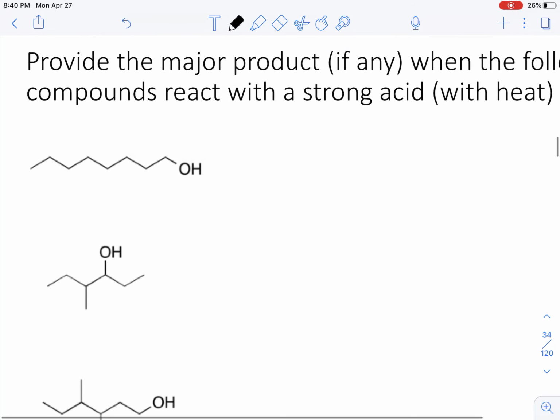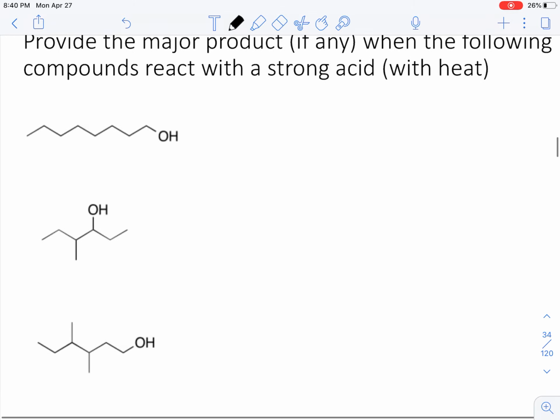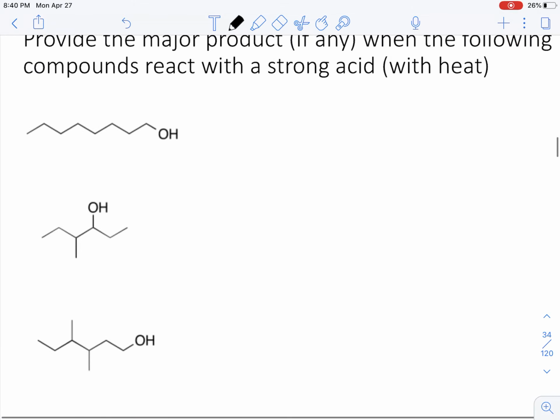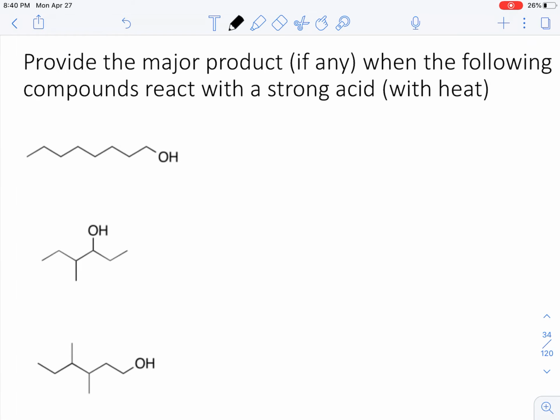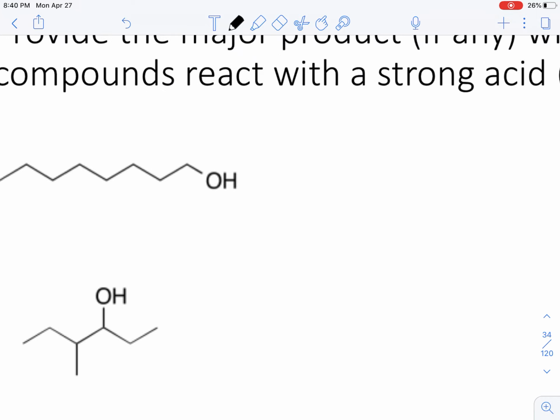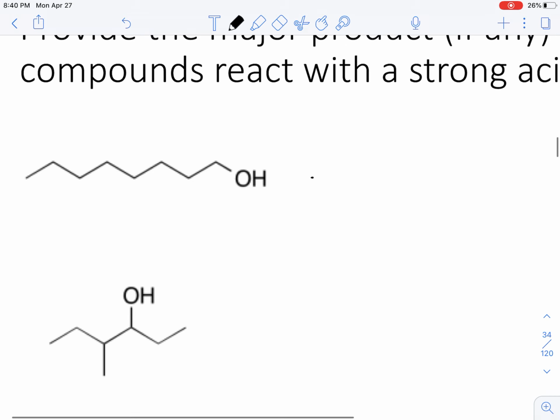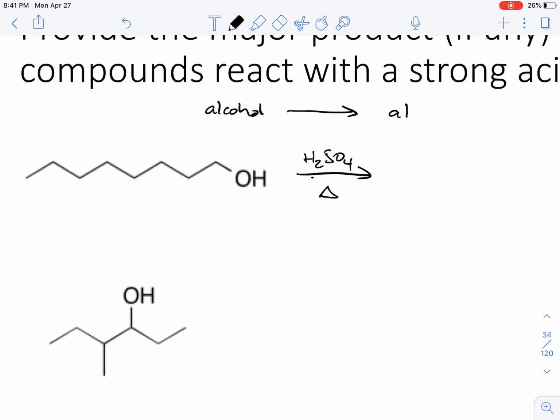All right. So here in this case, we're going to go through some organic compounds, and we're going to go ahead and predict the major product if the following alcohols reacted with sulfuric acid and heat. And so if I treat this molecule in sulfuric acid and heat, that means that I'm going to go from an alcohol to an alkene, a double bond.